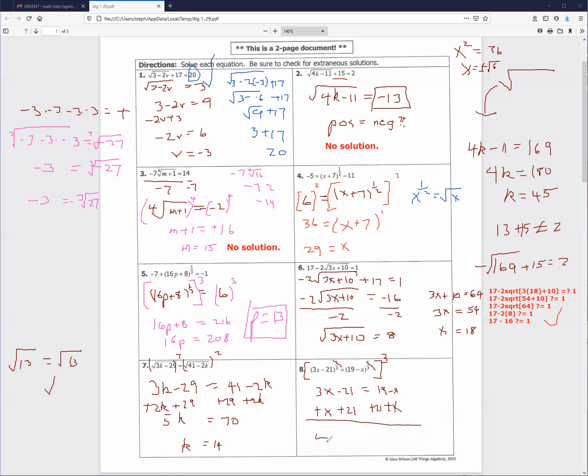And we get 4x equals 19 plus 21, which is 40. Divide both sides by 4, x equals 10. All right, so that solves all of that.